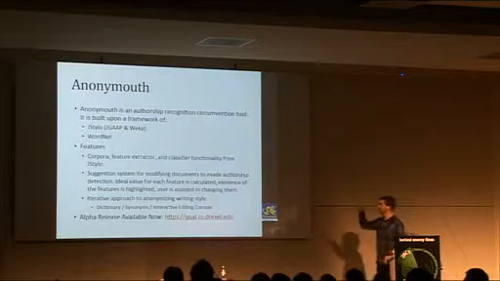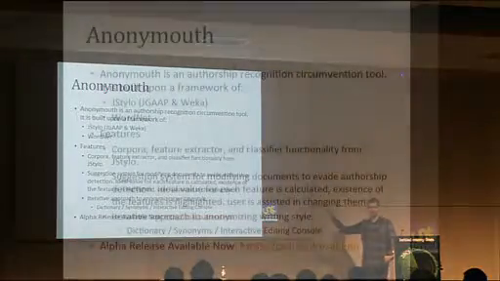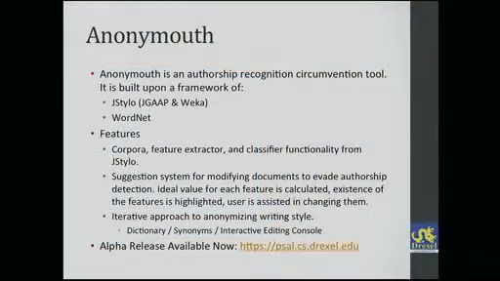So Anonymouth is built on top of JStylo. The main reason JStylo came out is that we can't have Anonymouth without JStylo. So we need to build the analysis tool and then build a deception tool around that analysis tool that can look at the deception aspect of it. And Princeton's WordNet, which is a large lexical database. It has the same corpus, feature extractor, classifier functionality of JStylo. That's all really good. But the main selling point, if you will, of Anonymouth is a suggestion system for modifying documents to evade authorship detection.